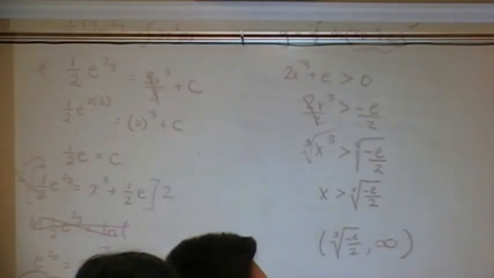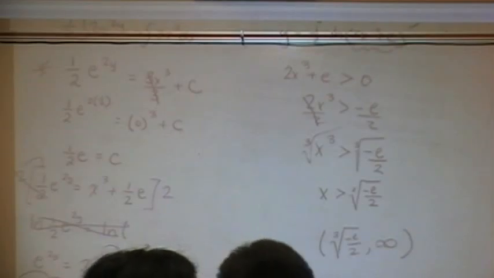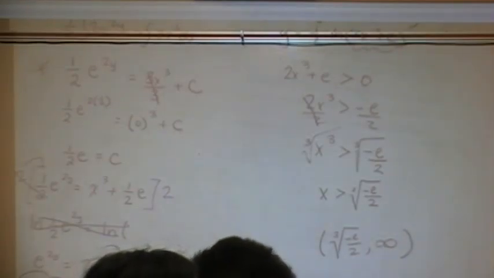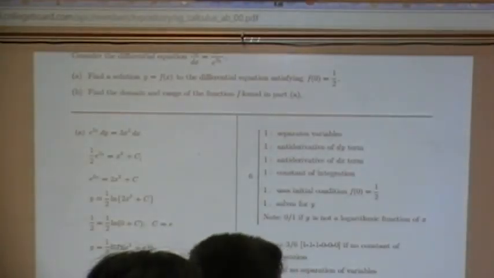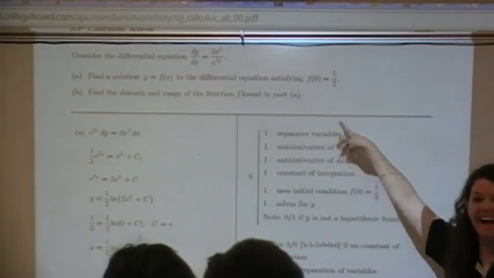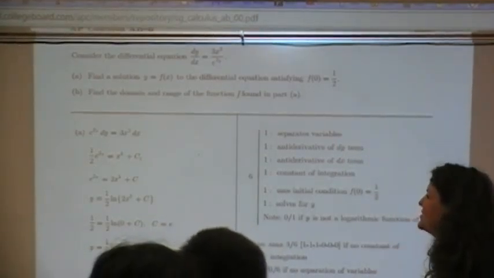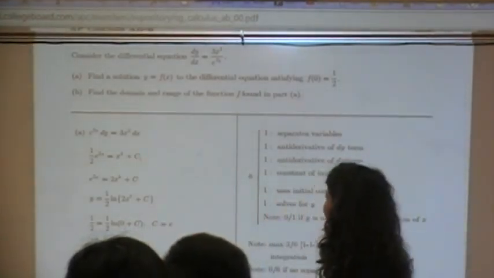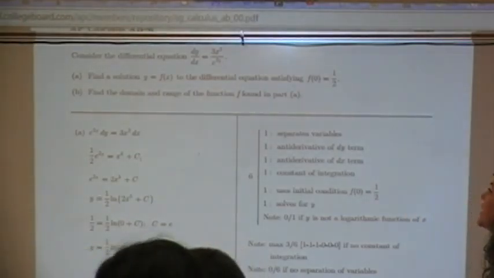Okay, here it is. Let's see what we get. Points: zero. Okay, so here it is. Hey, you do get a point for separating your variables. So all you have to do is separate the variables and you would get a point.